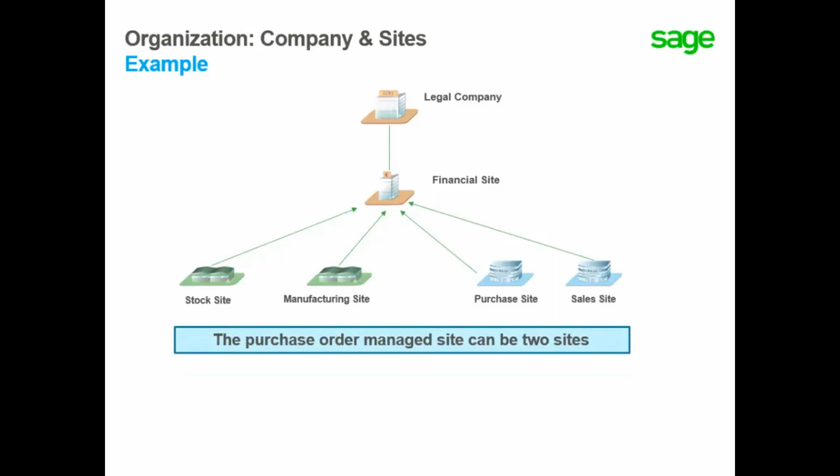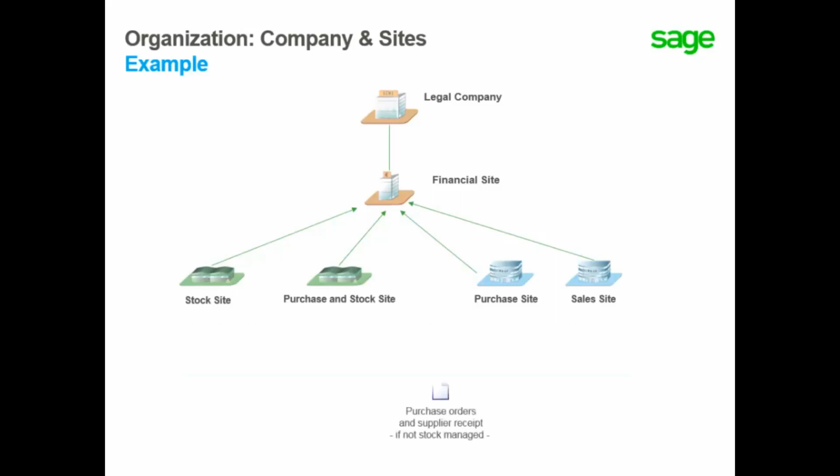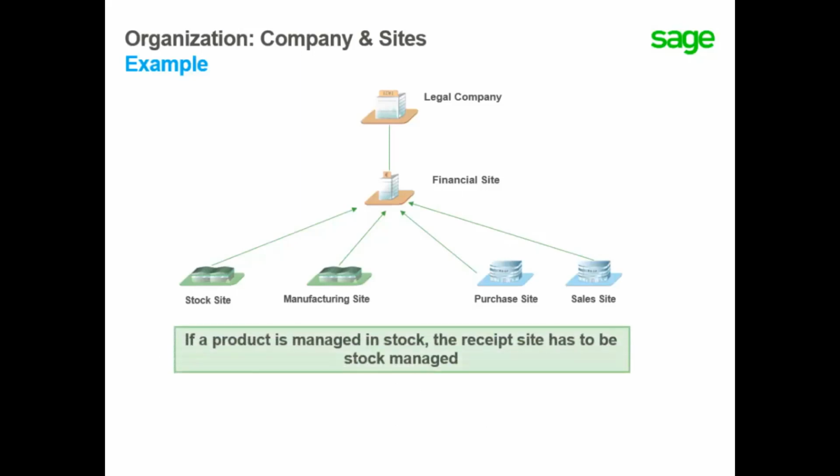Now, the purchase order can involve two managed sites: the order site, identifying the purchasing team in charge of the current purchase order, and the receipt site, defining the warehouse and address to receive the goods. And finally, if a product is managed in stock, the receipt site has to be stock managed and can be a different one from the purchase site.